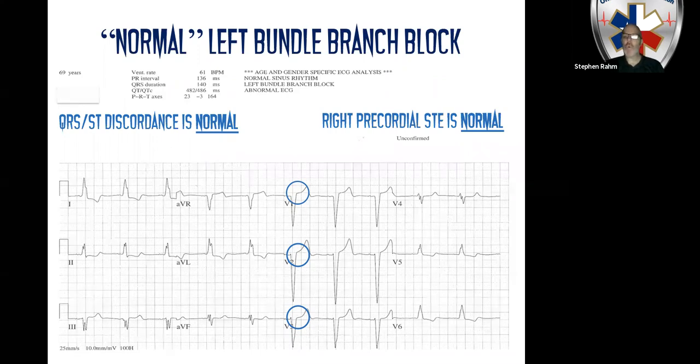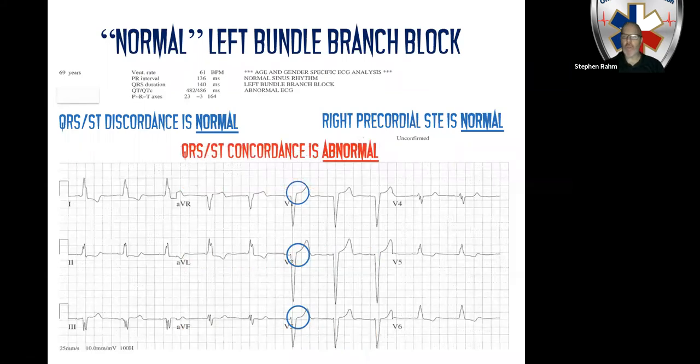So if QRS-ST discordance is normal, and right precordial ST elevation is normal, then QRS-ST concordance would be grossly abnormal. In other words, a QRS and an ST segment that are going in the same direction. If they're going in the same direction, that's not what you'd expect to see with a left bundle branch block. Discordance is normal, concordance is not.